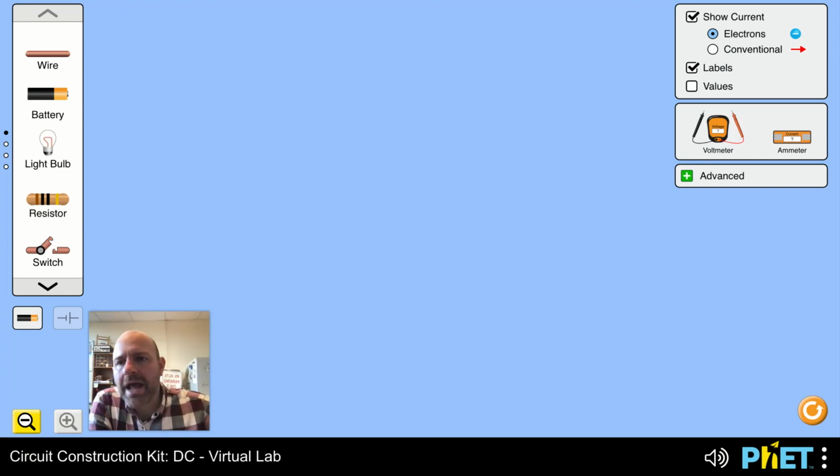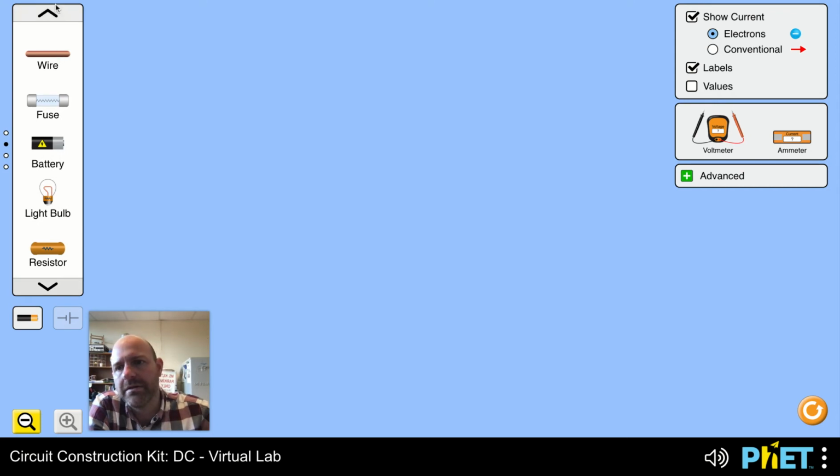I want to show you a little bit on how to use this PhET simulation, kind of a virtual lab for circuits. Some of these things will be familiar, some of them we'll learn a little bit more later, but the basic premise here is that you've got a set of tools over on the left that you can use to build circuits.